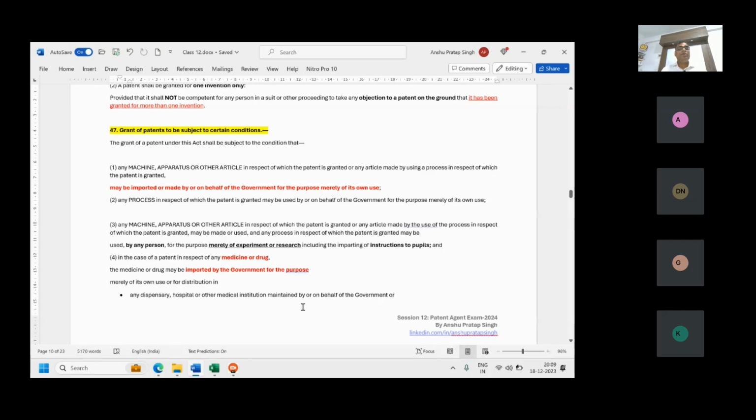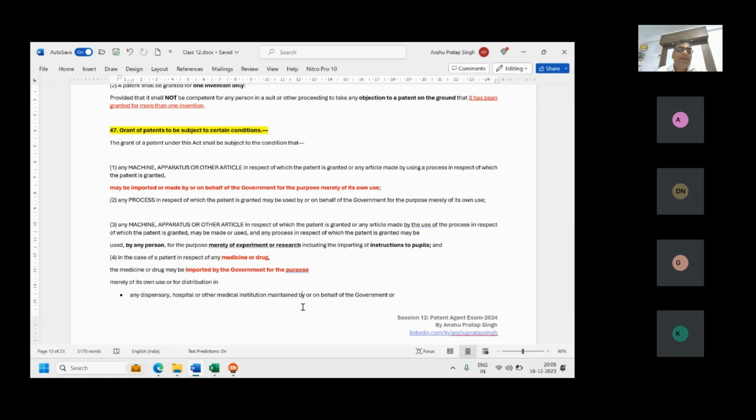Then if it is a drug, a medicine or drug can be imported by the government for what? Not merely for its own use, but also for distribution. So the government can use as well as distribute in any dispensary, any hospital, any medical institution which the government maintains or which is maintained on behalf of the government.